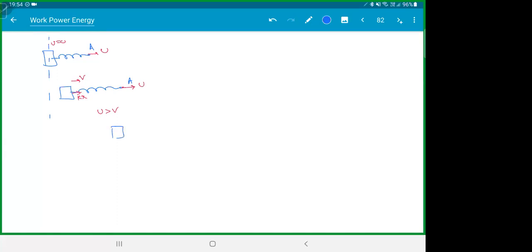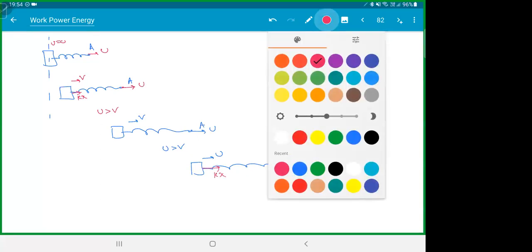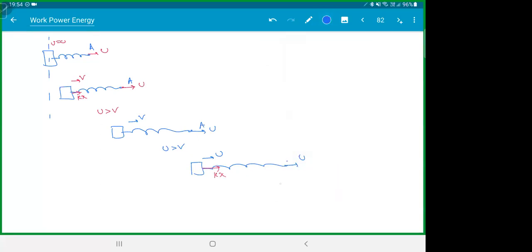After some time, the spring will stretch more. A will come here. This is going with U. This is going with V. U is still greater than V. At some point, you went so fast, both the speeds become equal. But remember, spring is still pulling. So the block's speed will still increase. But now this time spring will start compressing. Block will come here. This is getting closer. This is U. This is V. V becomes greater than U.